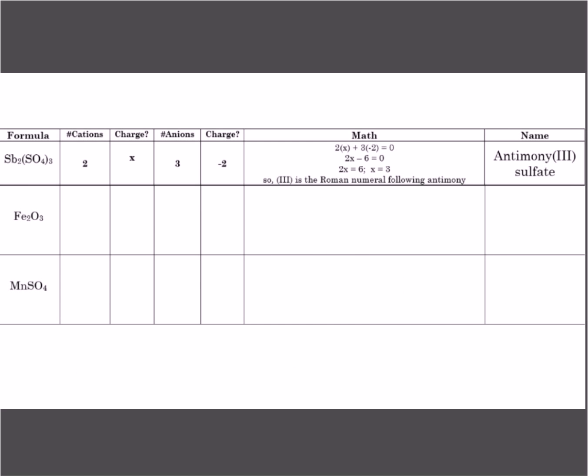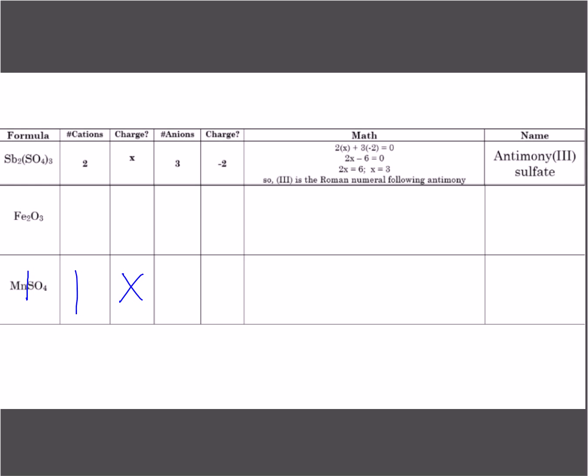So, the next one I want to do, guys, is this one, MnSO4. We're going to do this one together. First step is to do what? Separate. Where am I going to separate it? Where's my line going to go? Yeah, right there, after Mn, after manganese. How many cations do I have? 1. Its charge is x. We're looking for it. How many anions do I have?